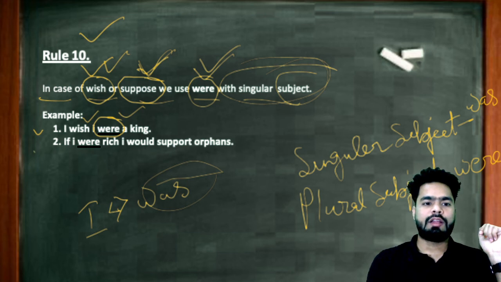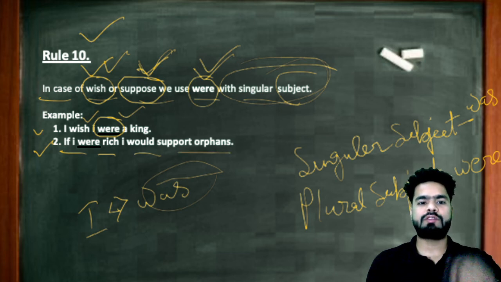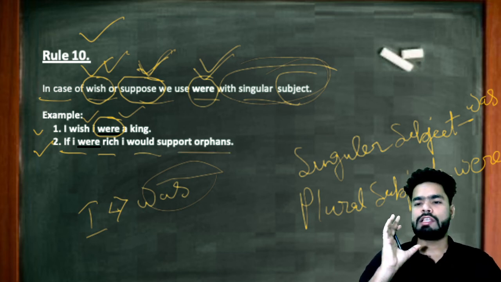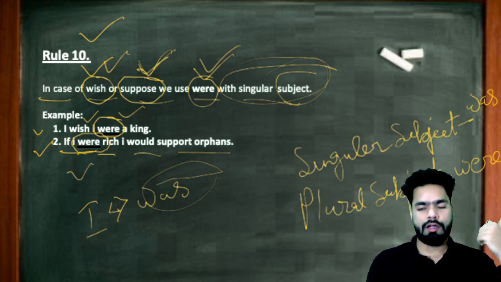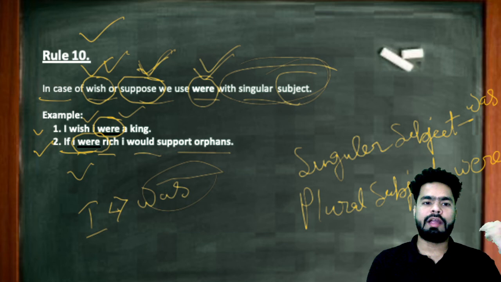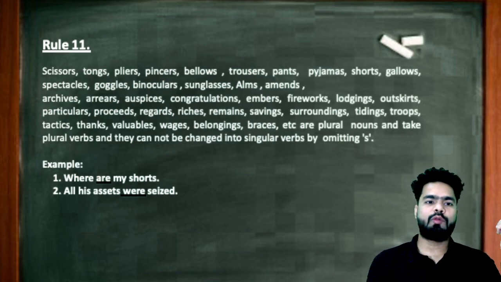Next, for example: If I were rich, I would support orphans. Which means I am supposing to be rich. In this case also we will use were. Why? In case of suppose also we use were, not was. Clear? This is rule number 10.